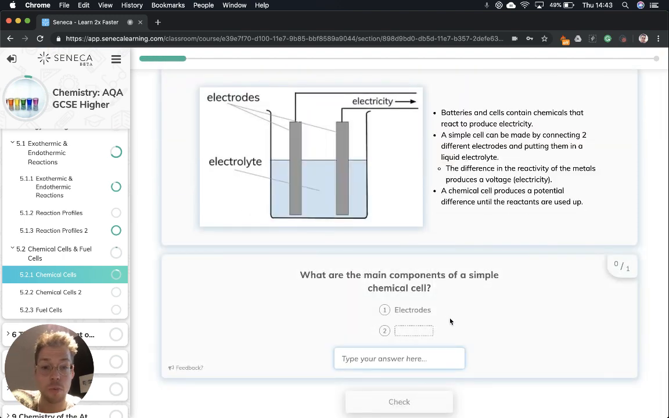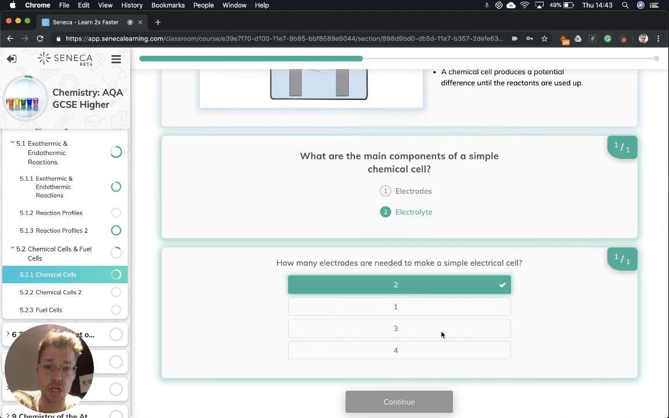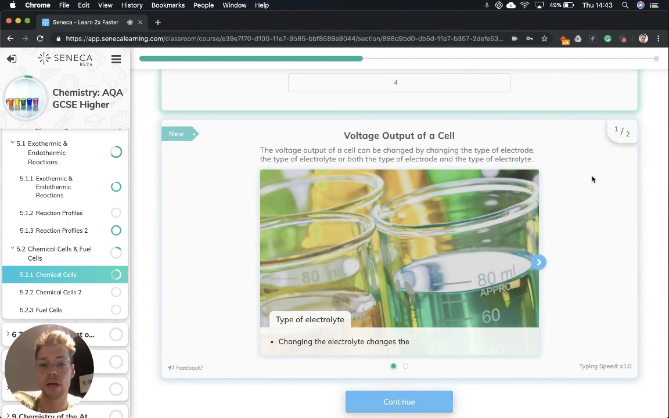Okay, so what were the two main components of a cell? Do we remember? It's an electrode and an electrolyte. Electrolyte is just like a solution. And how many electrodes did we need? We needed 2 electrodes.